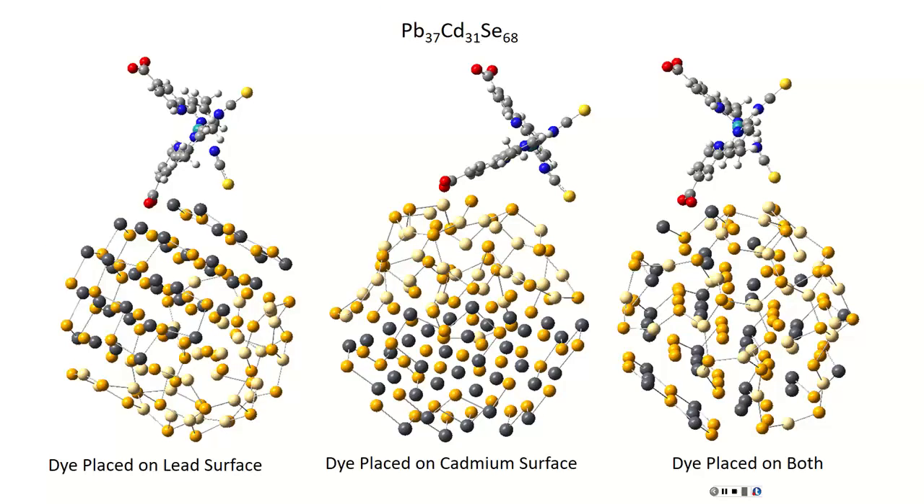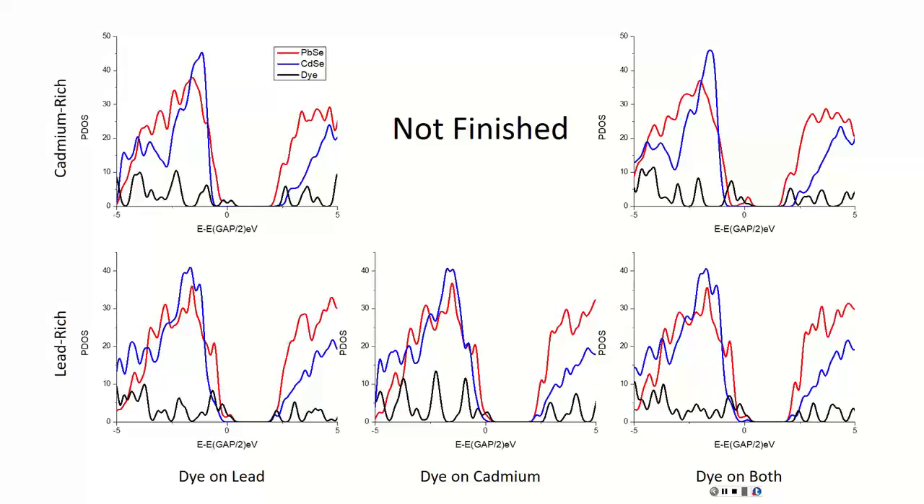Can you go back to your DOS? Yeah, I'm trying. There you go. You're saying that in all cases, even if it's cadmium enriched, you have red in your occupied states. We can't really say cadmium enriched because we don't have the finished one. But if we look at only lead rich on the left and center, those two, not the one that's covered up, both have lead at the HOMO-LUMO.